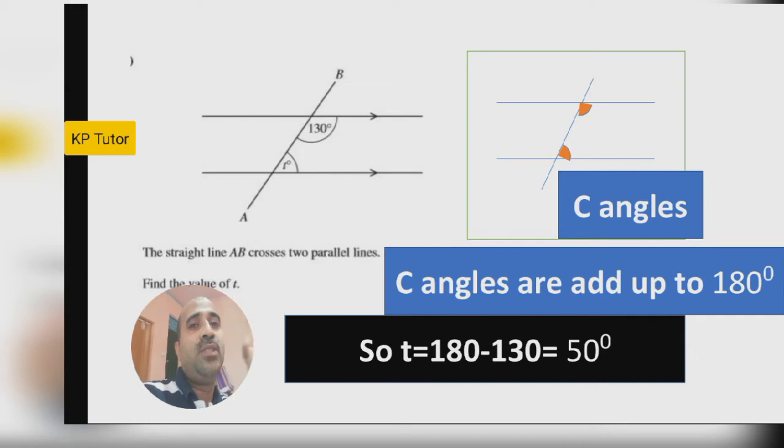So you have to just remember one more angle, that is C angles. When a line crosses parallel lines, it forms an angle like a C. You can write one C between the lines and the angle. So we call these C angles. C angles add up to 180 degrees. Then 180 minus 130, the answer comes 50 degrees.